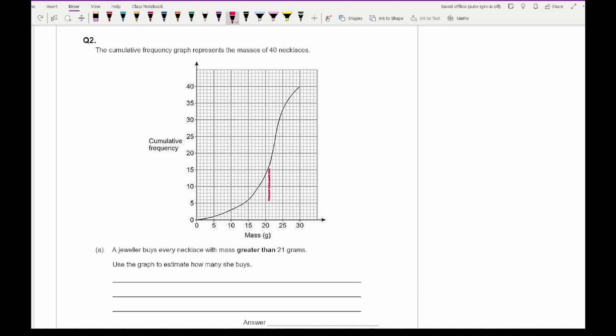Now one thing that a lot of students tend to do is forget to draw the lines. It's really important, as this is a form of showing your working out. And again, you want to try and use a ruler to be as accurate as possible. So the working out's on the diagram, and I can see that less than 21 equals 15. So there's 40 necklaces altogether. So more than 21 grams is going to be 40 take away 15, which gives me an answer of 25.